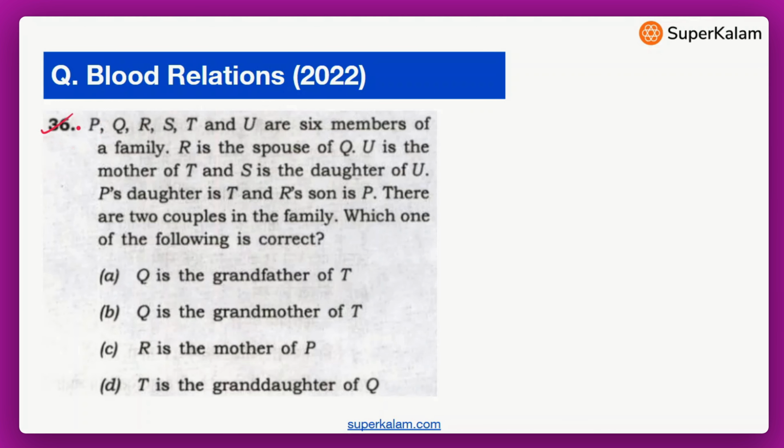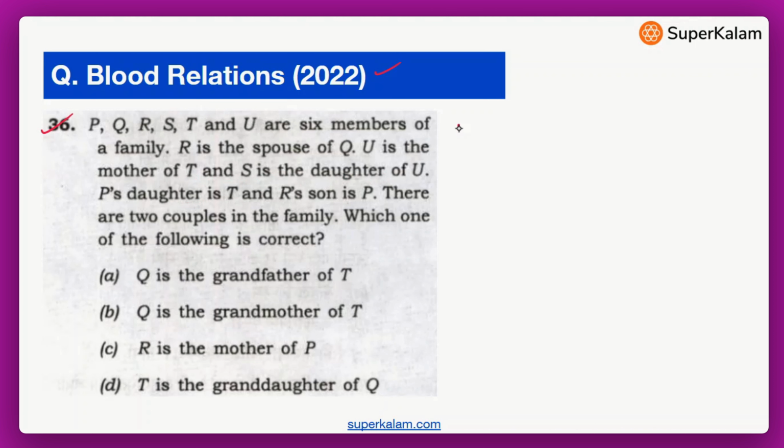Just look at the 36th one. P, Q, R, S, T, and U. Okay, this came in 2022. Are six members of a family. Okay, R is the spouse of Q, U is the mother of T, and S is the daughter of U. P's daughter is T, and R's son is P.